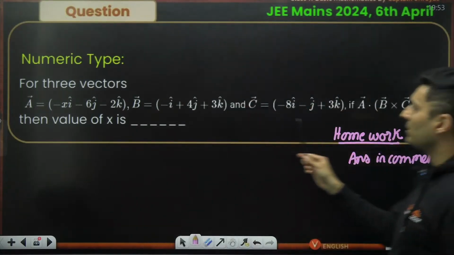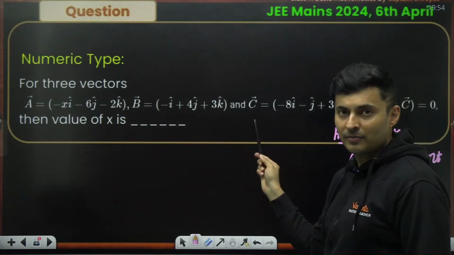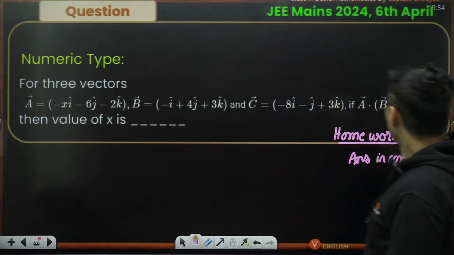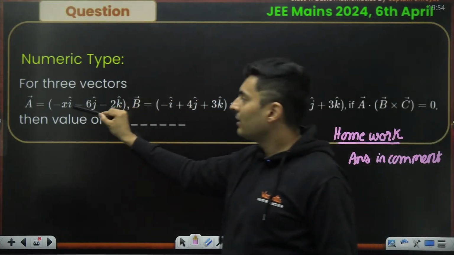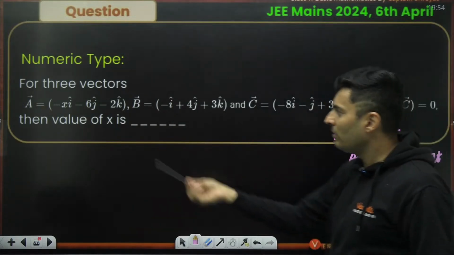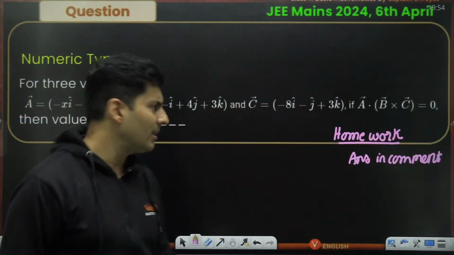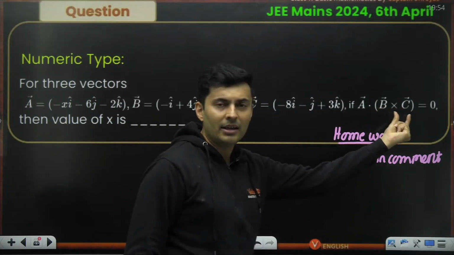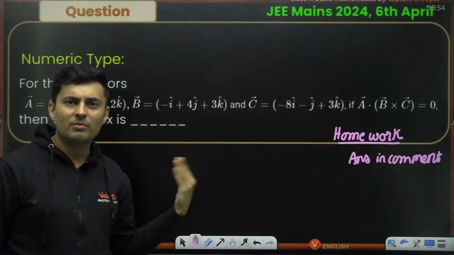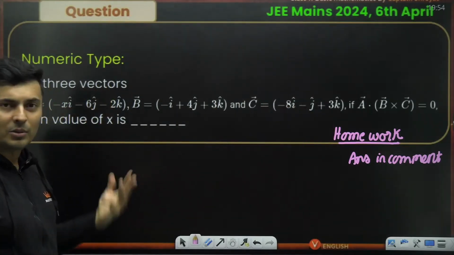I'll give you a hint. First do B cross C. That means B into C, by determinant application: I, J, K, leave two lines. Do that. Then do the dot product with A. Dot product is simple. Answer will be 0. Solving for that equation, you will get the value of X. Do it step by step. First do the brackets part. Then do the dot product with A. Doing dot product is simple: AX, BX plus AY, BY plus AZ, BZ. Just find it, you will get the value of X.